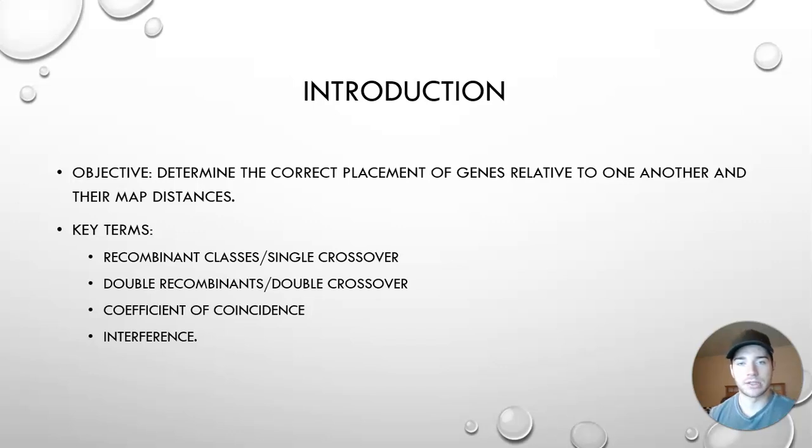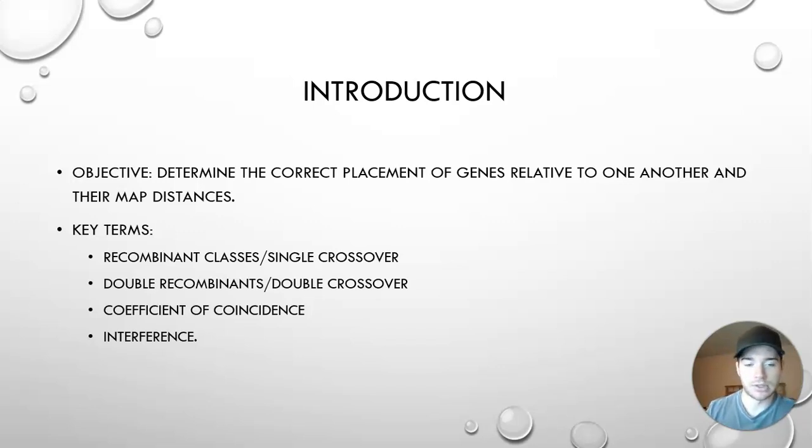Some key terms that I'm going to be discussing throughout this presentation, and that are important to know what I'm talking about beyond this point, are recombinant classes or single crossovers, double recombinants or double crossovers, the coefficient of coincidence, and interference. Recombinant classes are, simply put, you have parental classes, those parental classes cross over once or twice, and that's a single crossover or a double crossover respectively. And then the crossovers create recombinant classes, and those recombinant classes are just the different order of those genes from the parental classes.